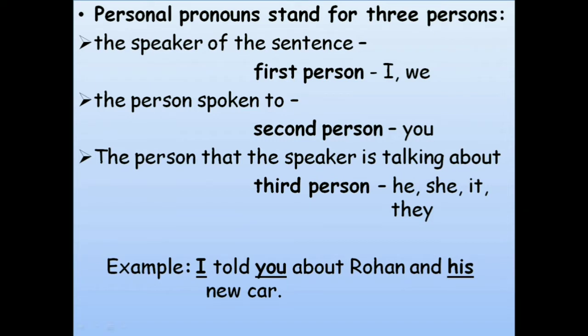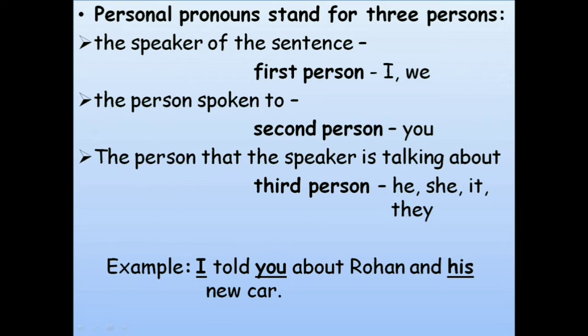Personal pronouns stand for three persons. They are first person, second person and third person. What do you mean by first person? The first person is the speaker of the sentence, that is I and we. And the second person is the person spoken to, that is you, in both singular and plural. And the third person is the person that the speaker is talking about, that is he, she and it in singular and they in plural.